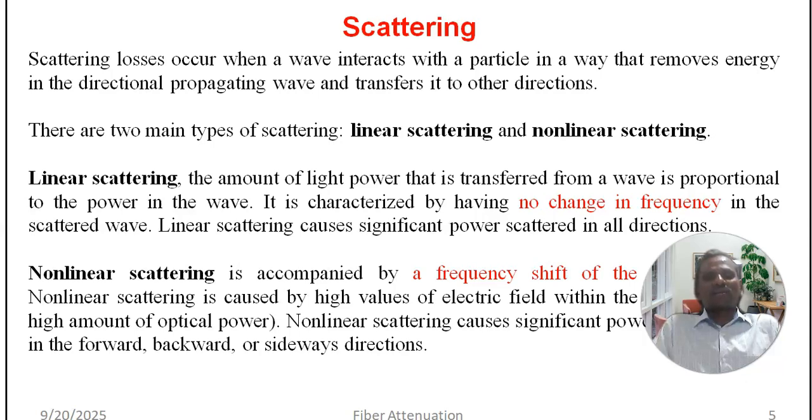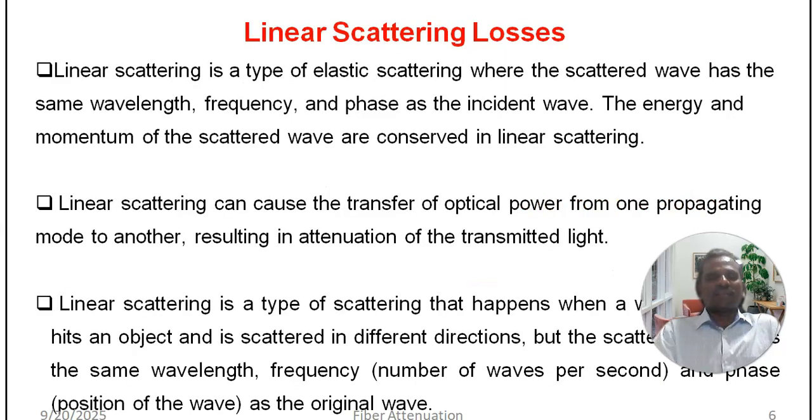Linear scattering causes significant power to be scattered in all directions. Then non-linear scattering is accompanied by a frequency shift in the scattered light. Non-linear scattering is caused by high values of electric field within the fiber modes due to a high amount of optical power. Non-linear scattering causes significant power to be scattered in the forward, backward or sideward directions. So, we will deal with linear scattering.